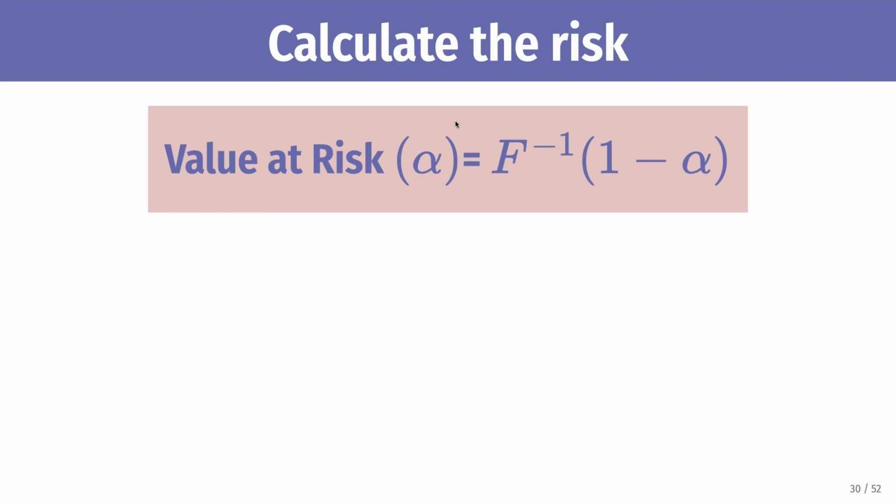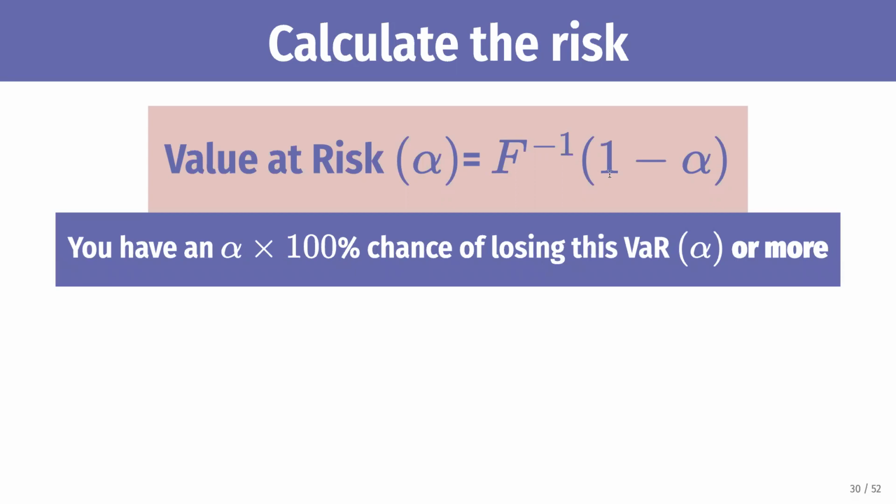Value at risk is a very common metric that people calculate when you're doing any kind of risk analysis. It's indexed at a certain alpha value or a certain percentile. This basically just means it's the inverse cumulative distribution function at this particular point. In words, you have an alpha times 100 chance of losing this amount of money or more. So if you set alpha at 0.1, then 0.1 times 100 would be 10. So you would say you have a 10% chance of losing whatever this value ends up being or more.